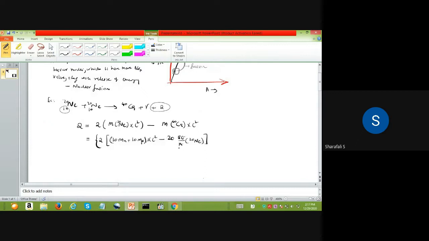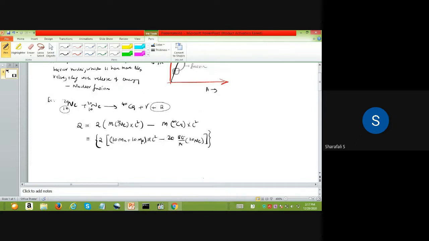So this A will be mass number. So this is nothing but 20. So 20, 20 will get cancelled. So this is nothing but the binding energy. So your total energy is subtracted from this binding energy, and that result will be the energy of that nucleus.